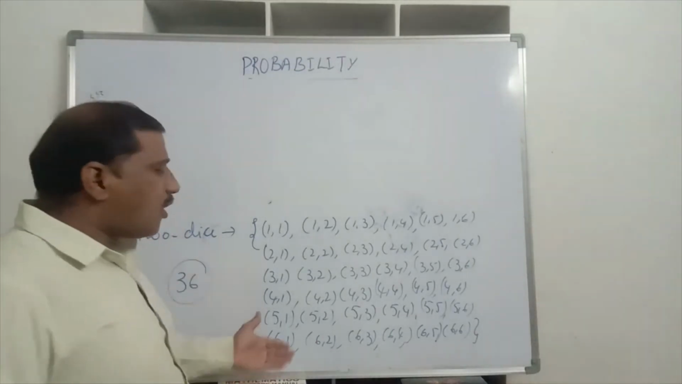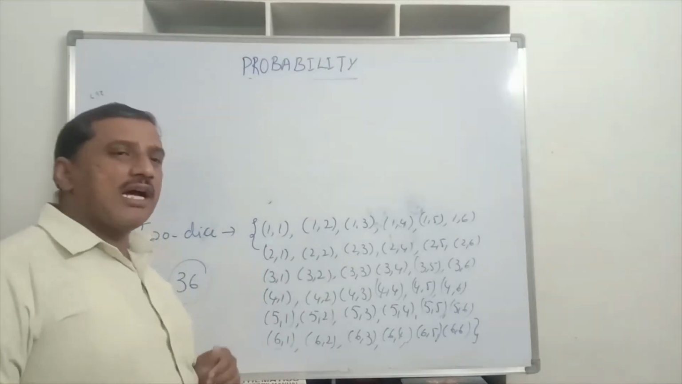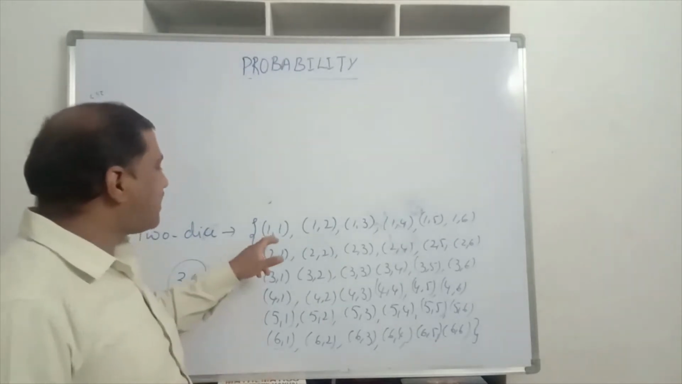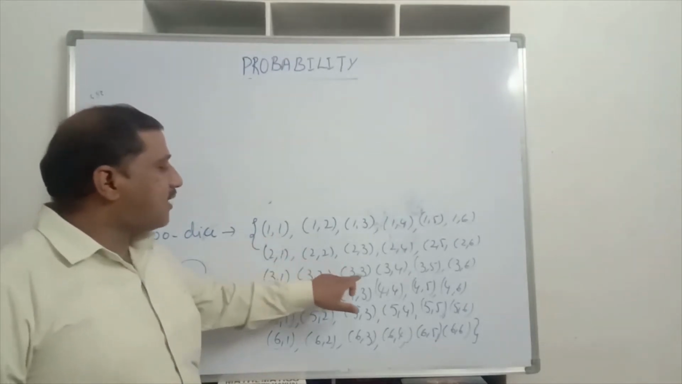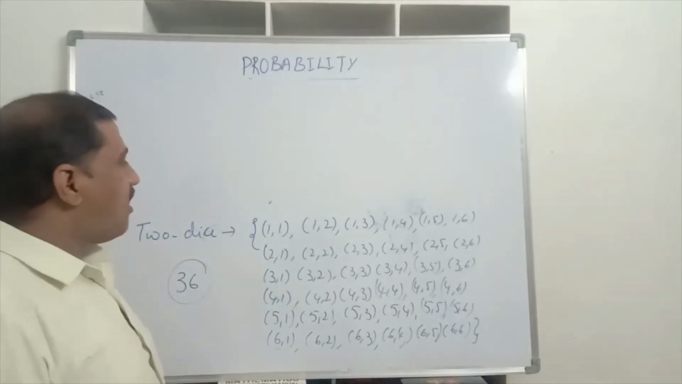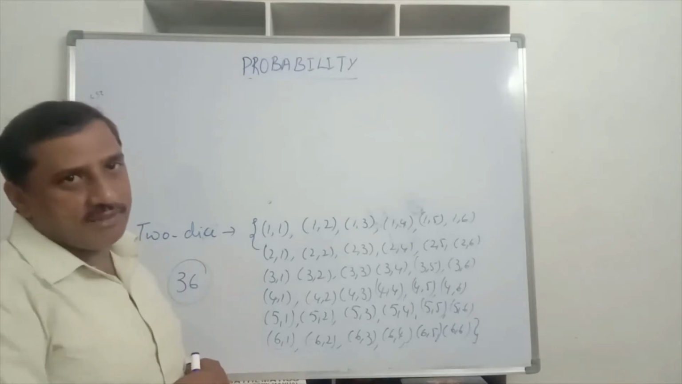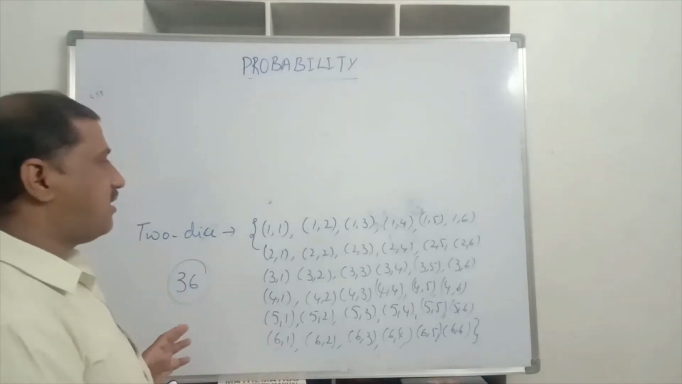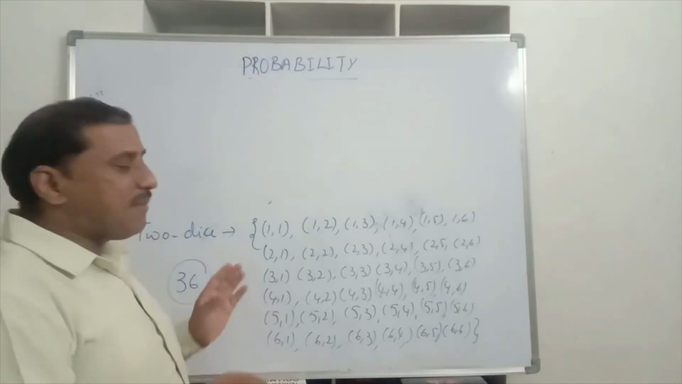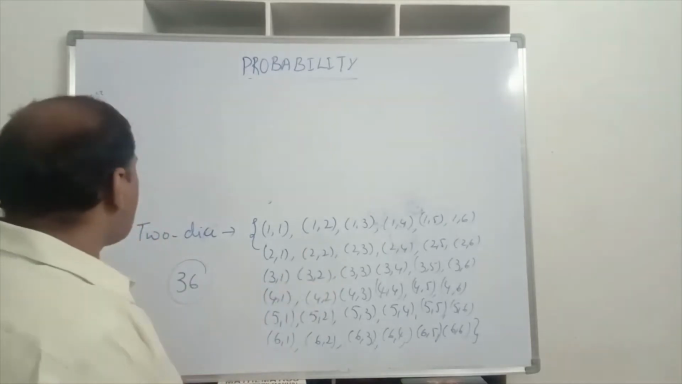Now on this topic n number of questions can be asked. Find the probability of an event having the same number, like 1 comma 1, 2 comma 2, 3 comma 3, 4 comma 4, 5 comma 5, 6 comma 6. Or find the probability that the second number is a factor of the first number, or the second number is a multiple of the first number. Like this, n number of questions can be asked on this concept.